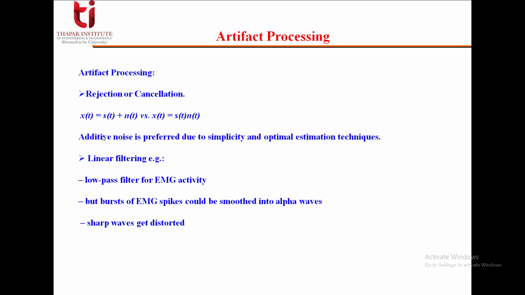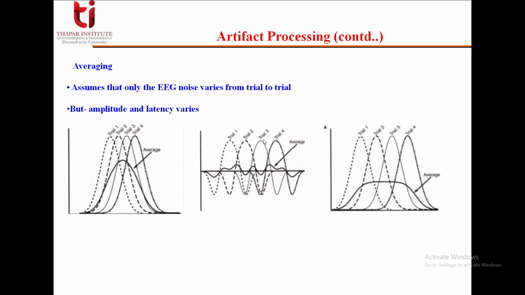And for ease, additive noise is preferred because of its simplicity and optimal estimation techniques. Now we have another method, that is averaging. It assumes that only the EEG noise varies from trial to trial, but the amplitude and latency do not vary.